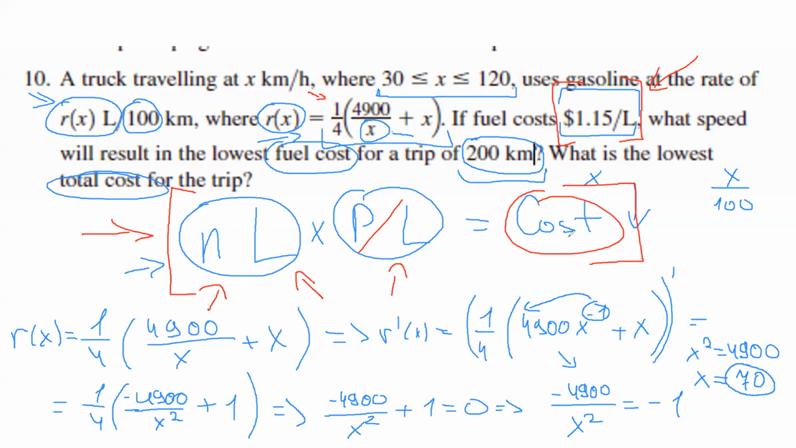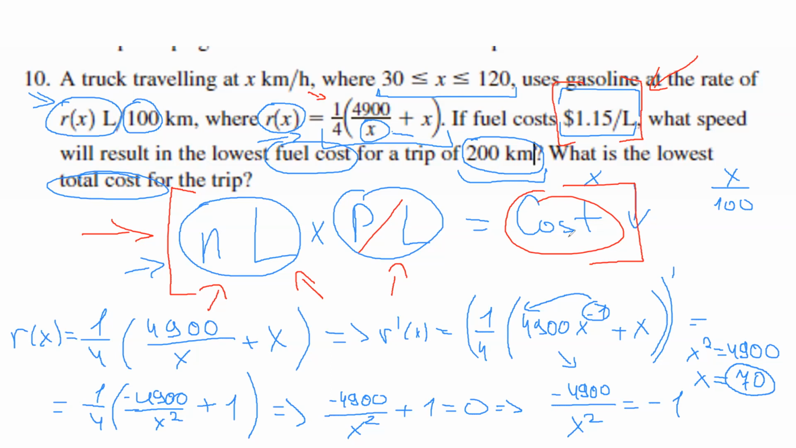So if I'm asked what is the lowest cost of a trip for 200 kilometers, I'm going to say, okay, for 200 kilometers, I have to spend... oh, sorry, I skipped a step. Once I found my optimal speed, 70 kilometers per hour, I substituted it into the formula to find R, the amount of liters we spent for 100 kilometers. Using this formula, I found that I spent 35 liters per 100 kilometers.